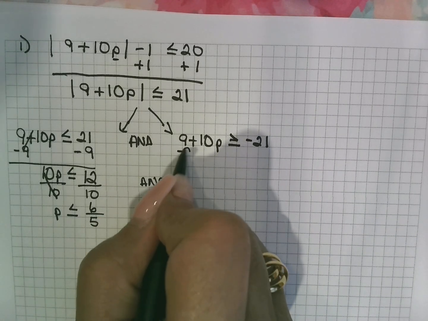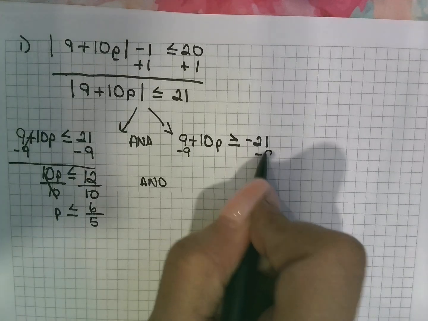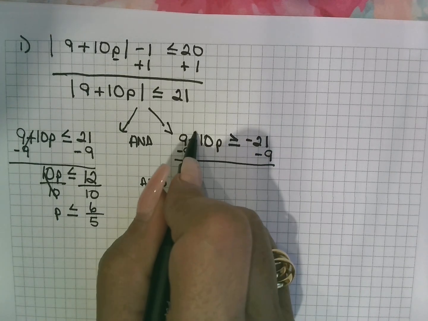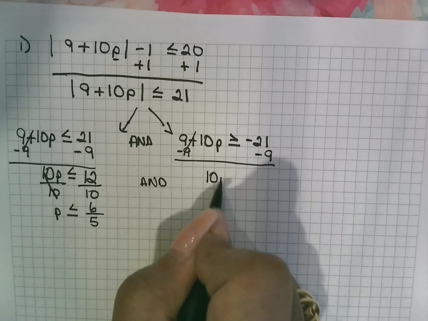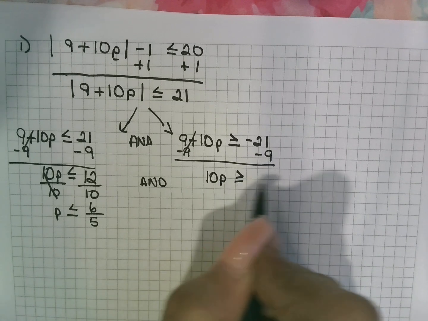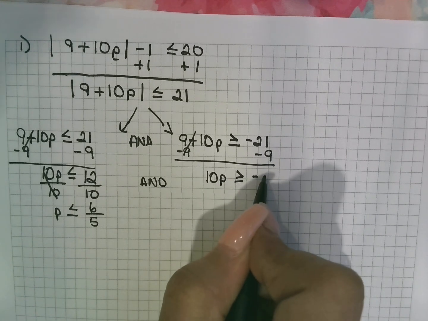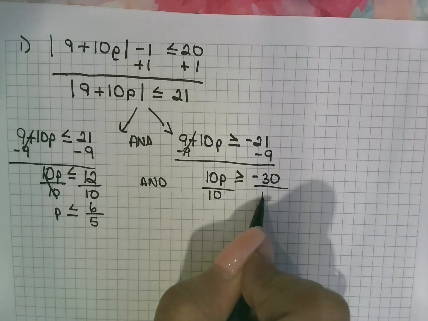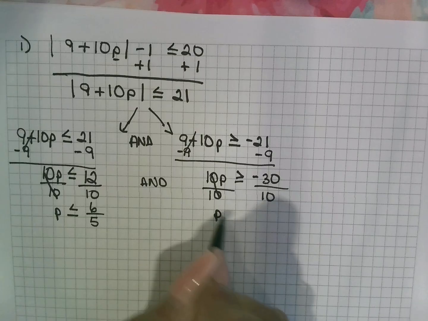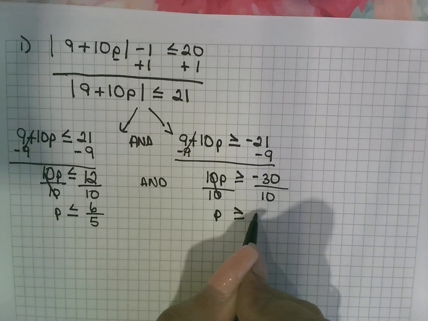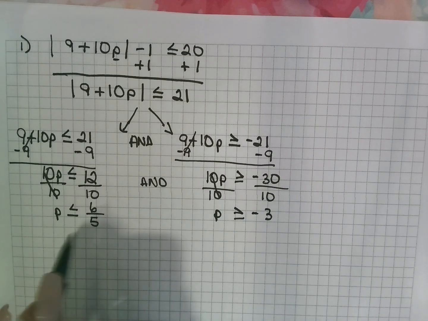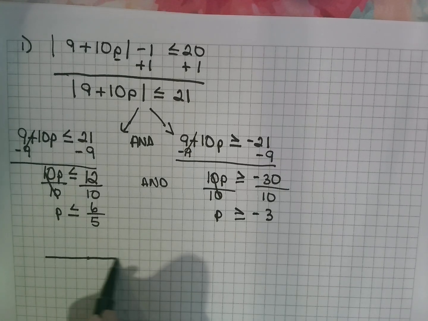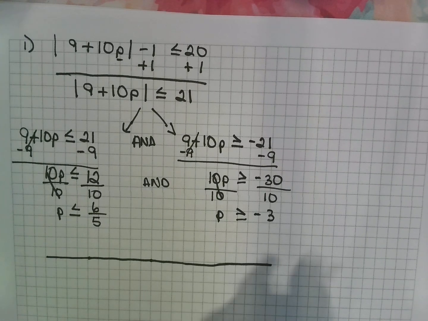We're going to subtract 9 from both sides. That goes away. We're left with 10p greater than or equal to negative 30. Divide both sides by 10. So we have p greater than or equal to negative 3. All right, and then we have to graph it.